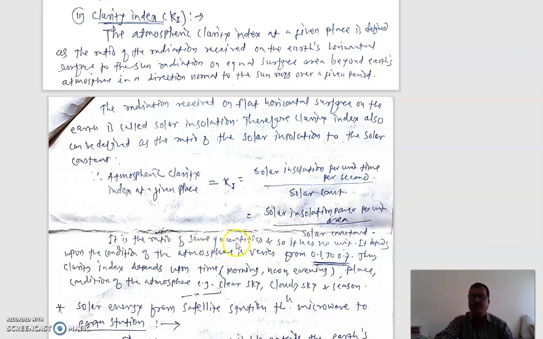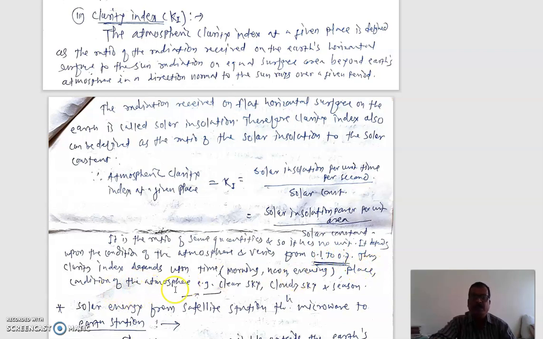It is the ratio of the same quantities, and so it has no unit. Clarity index is unitless. It depends upon the condition of the atmosphere and varies from 0.1 to 0.7. Remember this, clarity index varies from 0.1 to 0.7; it is a multiple choice question.